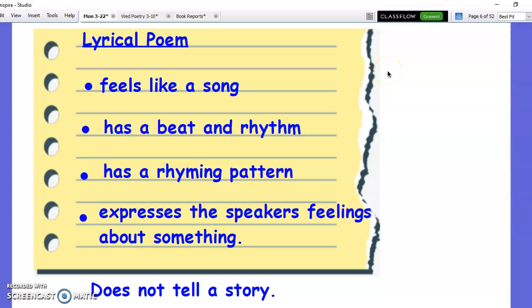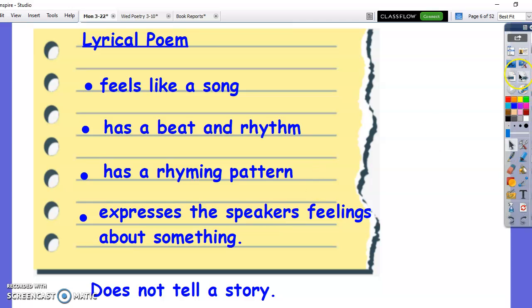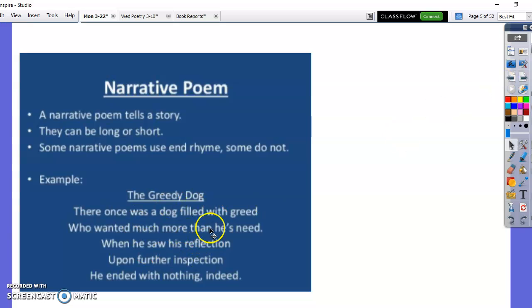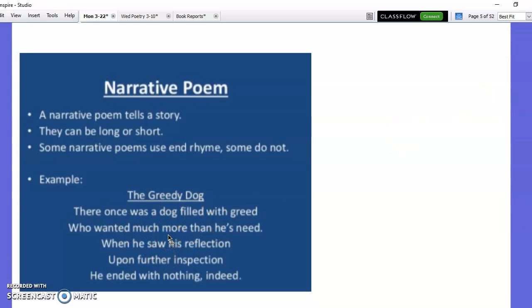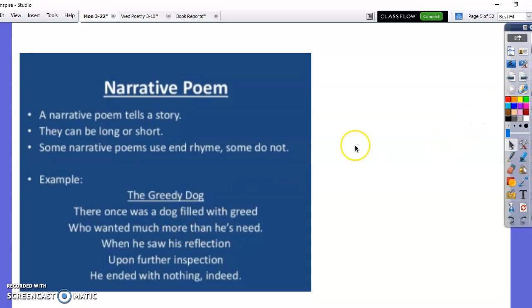A lyrical poem does not tell a story. It's just usually short. It feels like a song. It does have rhyme and rhythm, and it only expresses the speaker's feelings about something. Remember, the speaker is the person who's telling the story, kind of like the narrator, but not always. Sometimes the speaker is a person who's actually in the poem. Just don't get speaker confused with author. For example, this could be told from the perspective of the dog. The dog would be the speaker. That's not the case here. It's actually a narrative, a narrator telling the story.